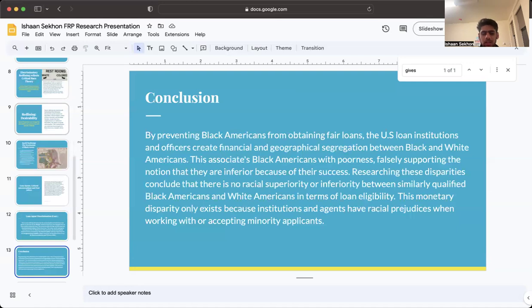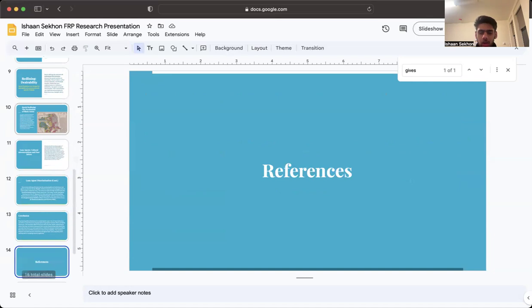researching these disparities, we conclude that there is no racial superiority or inferiority between similarly qualified Black Americans and white Americans in terms of loan eligibility. This disparity only exists because institutions and agents have racial prejudices when working with or accepting minority applicants. Here are my references.